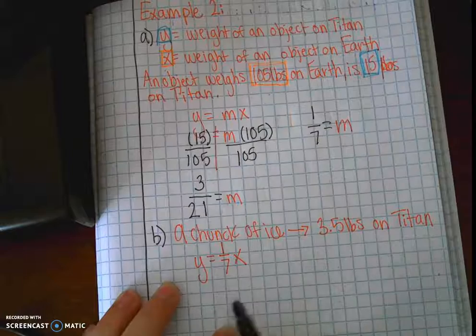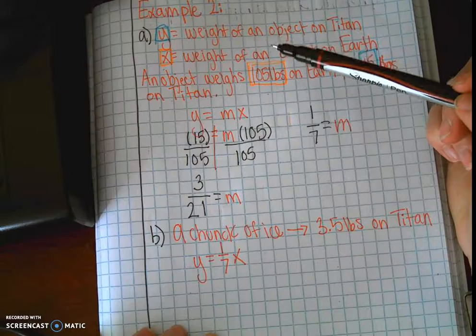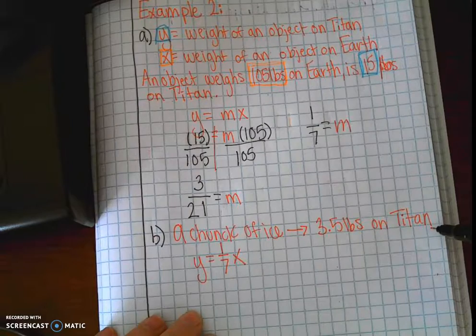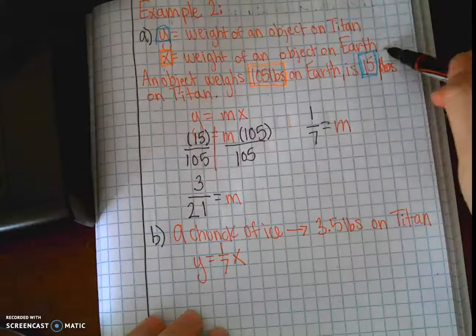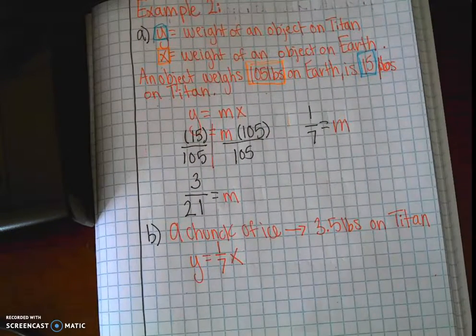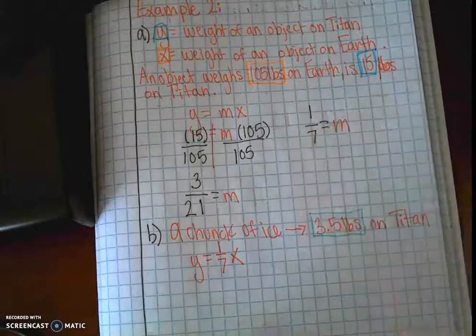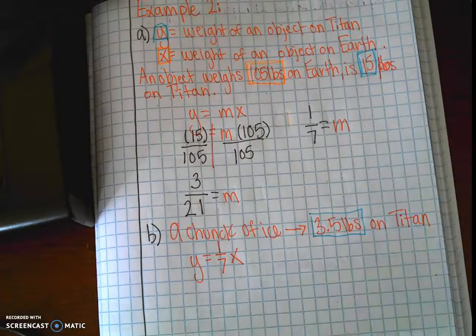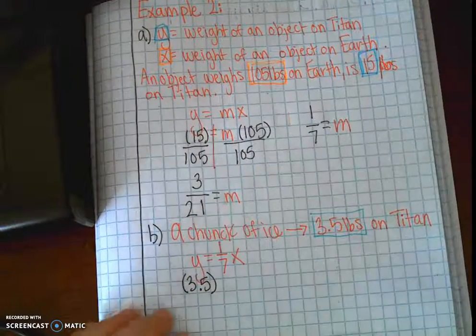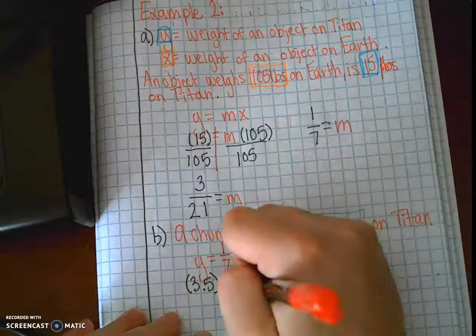So now we need to decide where we plug in. If we go back to what we said our y was, our y is the weight of an object on Titan. And we have the weight of the object on Titan. We need to figure out the weight of the object on Earth, so we need to figure out our x. So based on that, we know that our y is 3.5 pounds, and that we need to plug in 3.5 for y. So I'm going to go ahead and plug that in right now. Okay, so then I have 3.5 equals 1/7 x.